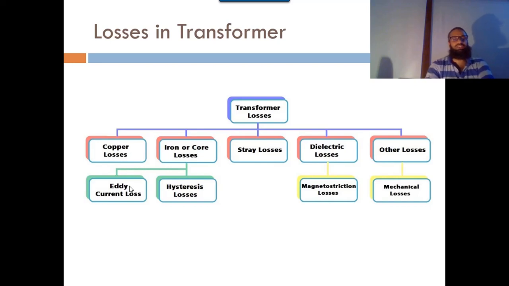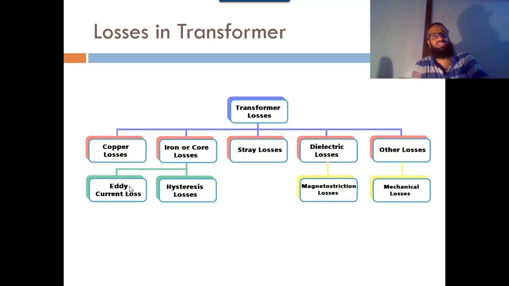The next loss is dielectric losses. Due to the magnetic flux, the dielectric capability of the oil is gradually reducing, and if this dielectric strength is reduced, then it will create a short circuit in the transformer. So these losses are dielectric losses.